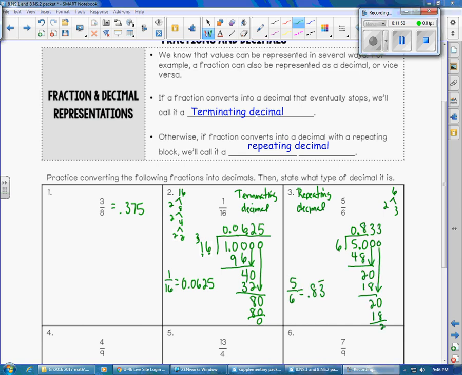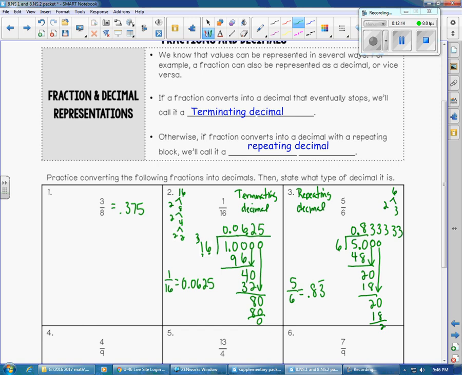Okay, so how'd you do? Did you come up with 0.833? And did you notice that you're in a loop here? As many zeros as you add, you're still going to get 20, and that 3 is just going to keep repeating on and on and on for as many times as you do it.